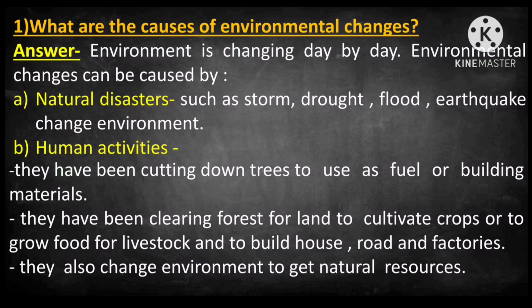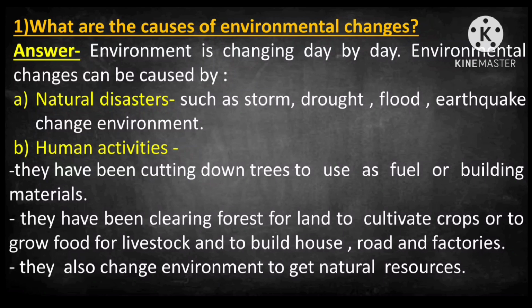Natural disasters are some natural events that can damage our environment. For example, we have learned about storm, drought, flood, earthquake, etc. These are some examples of natural disasters that can cause damage to our environment. Many people die because of these natural disasters.